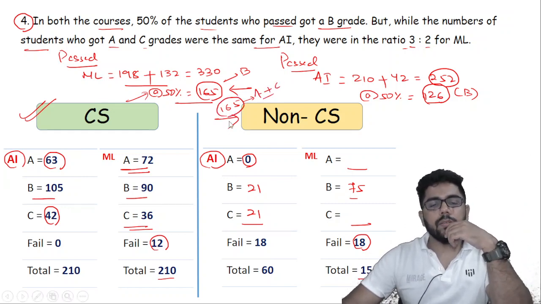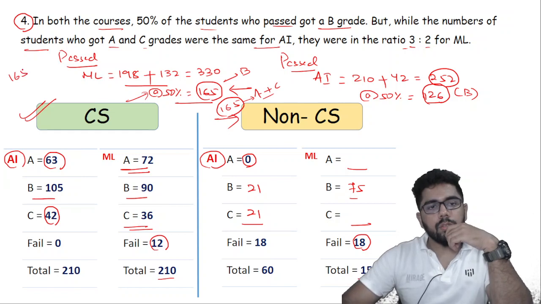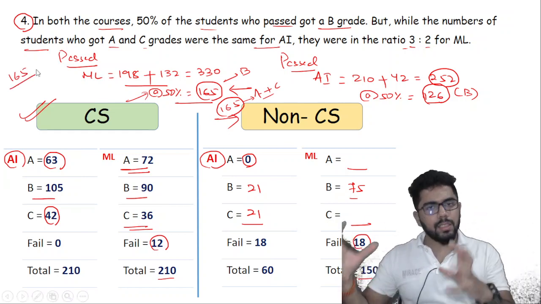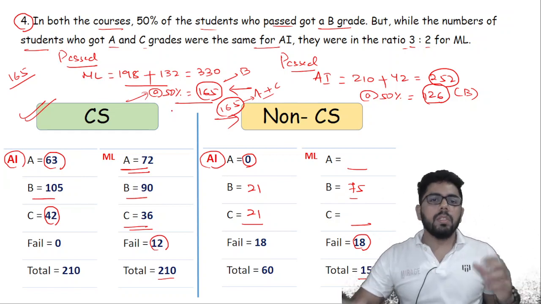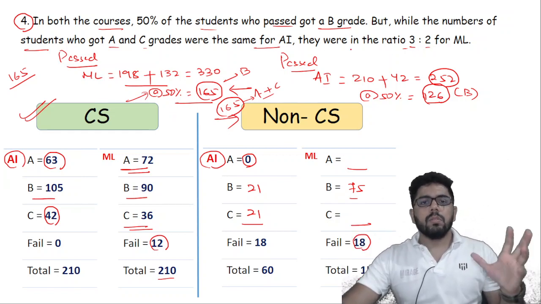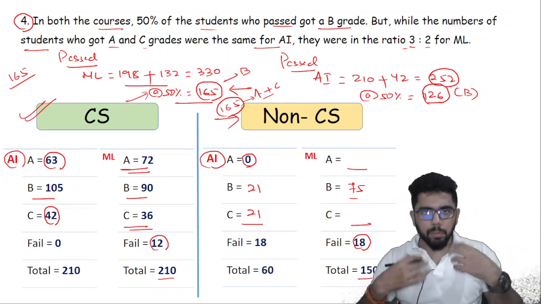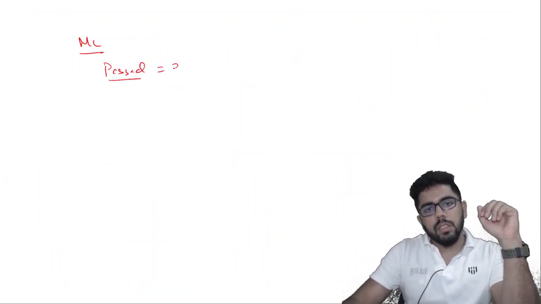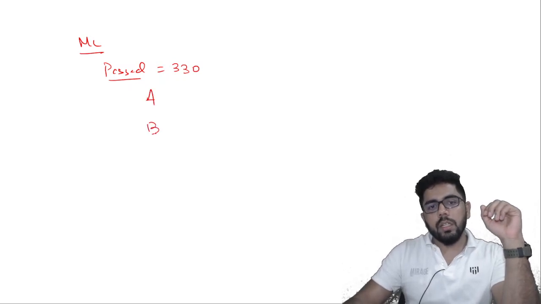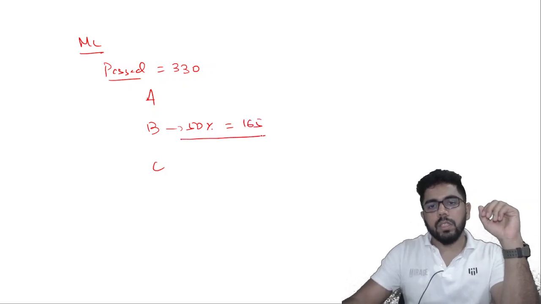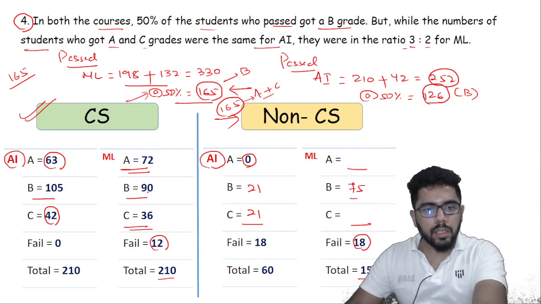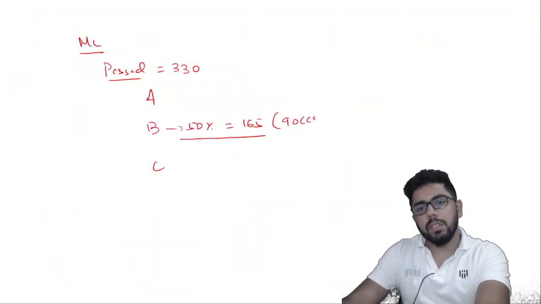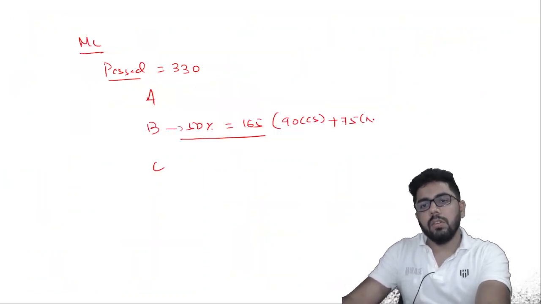And this 165 I need to break in the ratio 3:2, because 50% I have already given the B grade. If you are passing, it is either A grade, B grade or C grade. Let me write it here. For the ML program, how many students have passed? 330. So either you get A grade, B grade or C grade. B grade is 50%, which is 165 already, and 165 I can write as 90 plus 75: 90 from the CS department and 75 from the non-CS department.